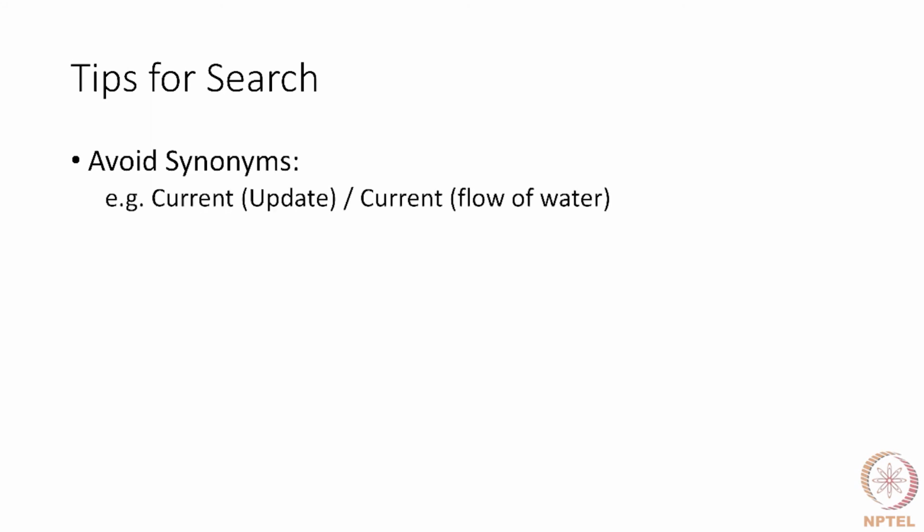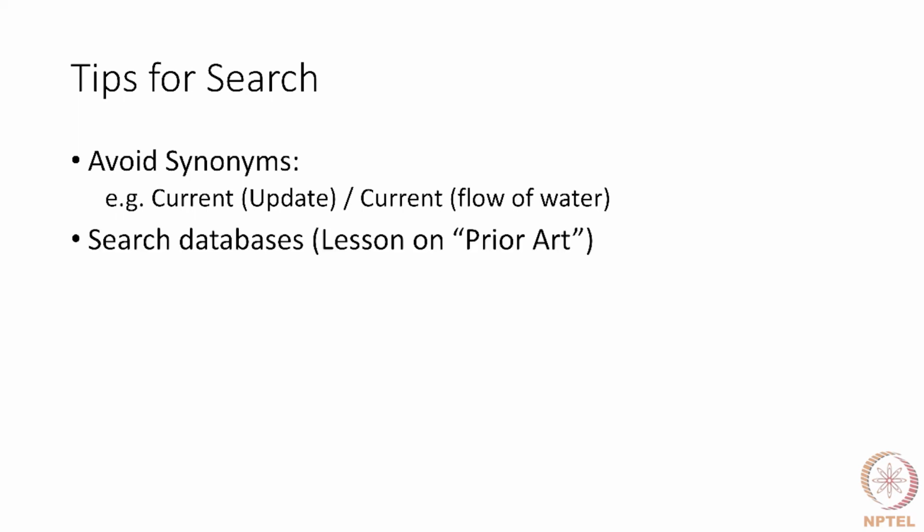Now there are some tips for search, but you would find enough material in the public domain on how search has to be done. Now you would avoid synonyms. For instance, current can also mean present or up to date. Current can also mean flow of water. So you would use Boolean operators to avoid certain words which you don't want to figure in the search. You would search databases depending on the scope of your search.